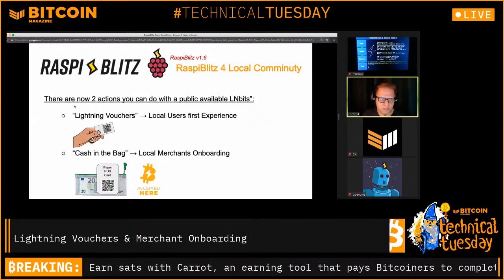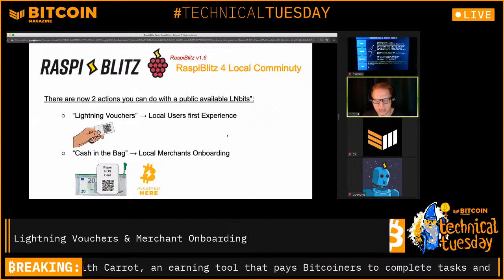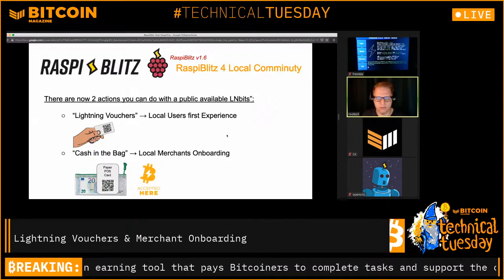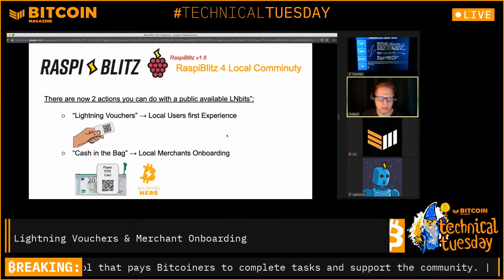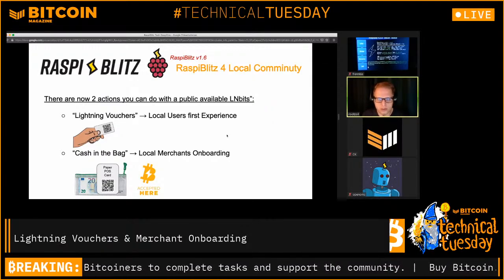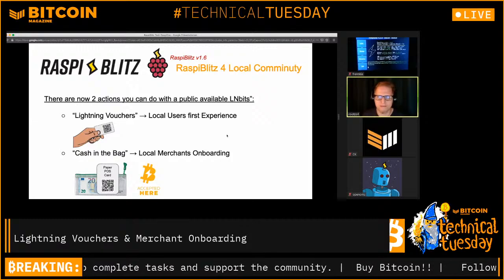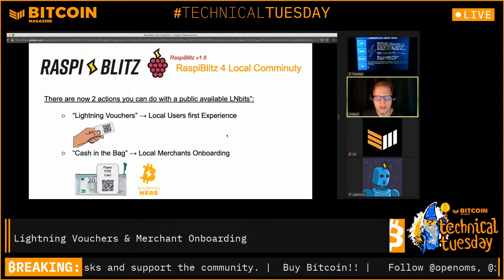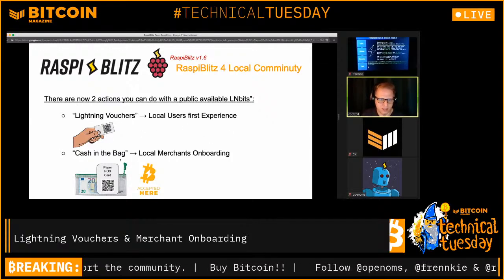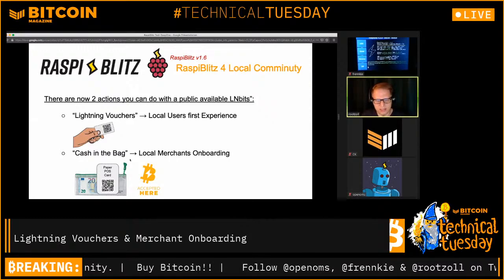So the first concept is the Lightning vouchers. The idea is to give away Satoshis to people. It's a kind of local onboarding for users to give them their first experience with Satoshis in a very, very easy, low-barrier way. And then the second action you can do is the Cash in the Bag.